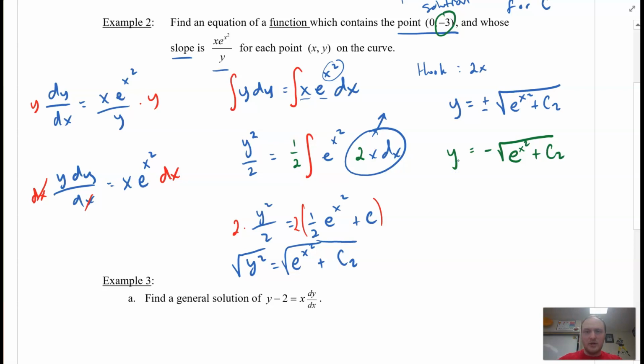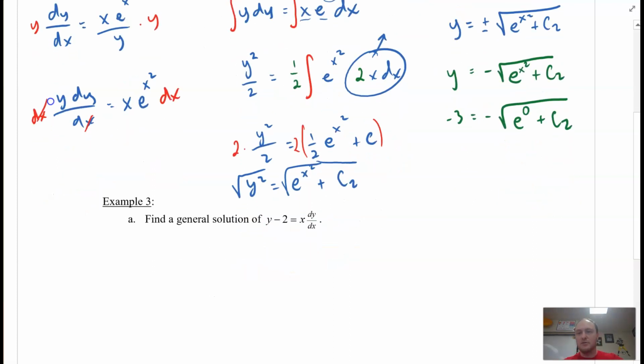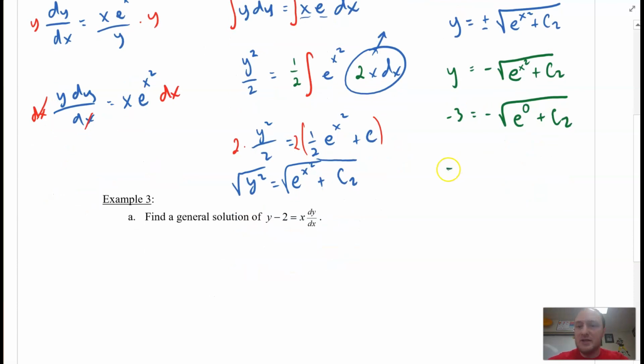And what we're going to do is we're going to go ahead and plug in this point. So negative 3 is equal to negative square root of e to the power of 0 squared. So that's just 0 plus c2, okay? So we're going to go ahead and solve this. So this gives us negative 3 is equal to negative 1 plus c2, and we'll go ahead and solve. So I'll square both sides.